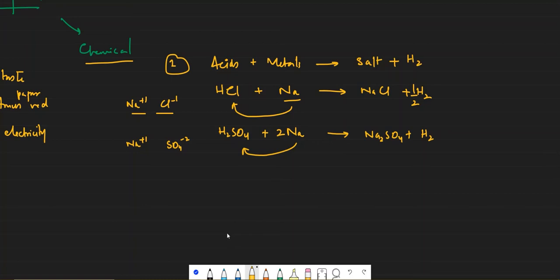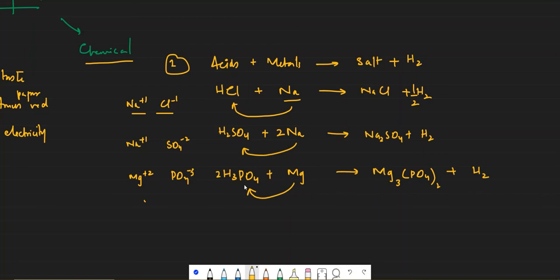Okay, let's do another one. Let's react phosphoric acid with magnesium. Now magnesium will hit the negative ion of the acid to form a salt. Magnesium is plus 2 and phosphate is PO4 minus 3. So 3 comes here, 2 goes there, and you will get Mg3(PO4)2, magnesium phosphate, and hydrogen. You have to balance it. Phosphates are balanced, hydrogen becomes 6, so you balance the hydrogens, and magnesium becomes 3. So this is the first property.